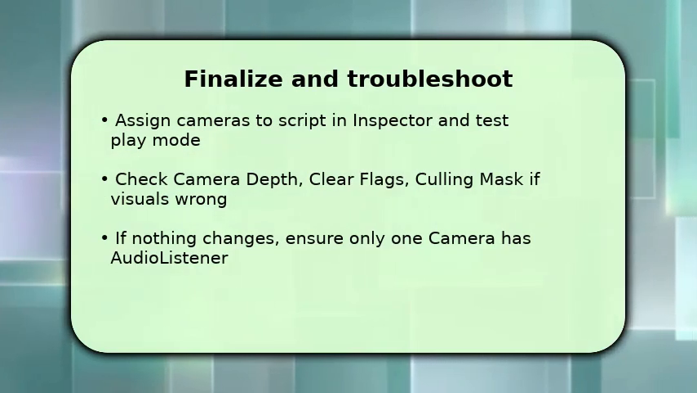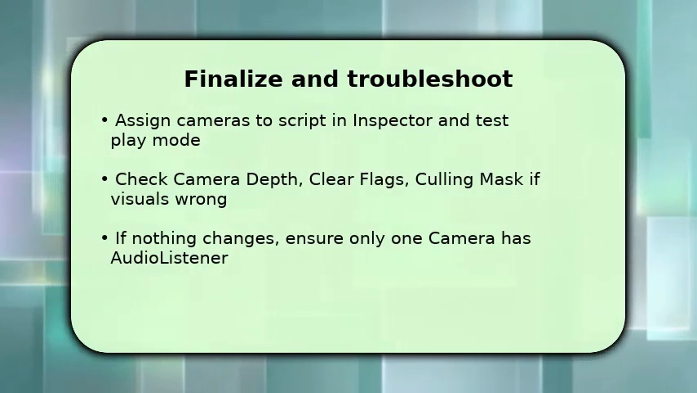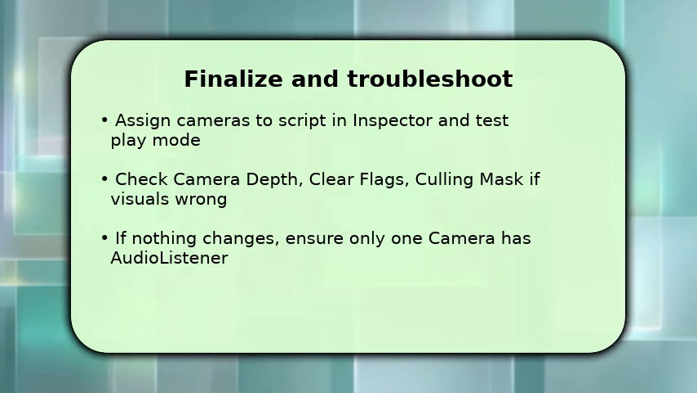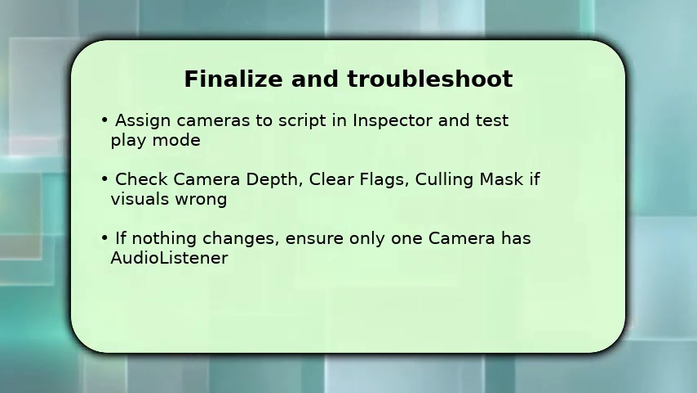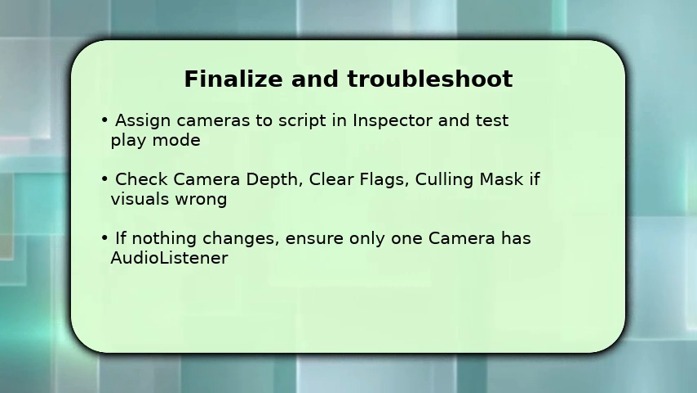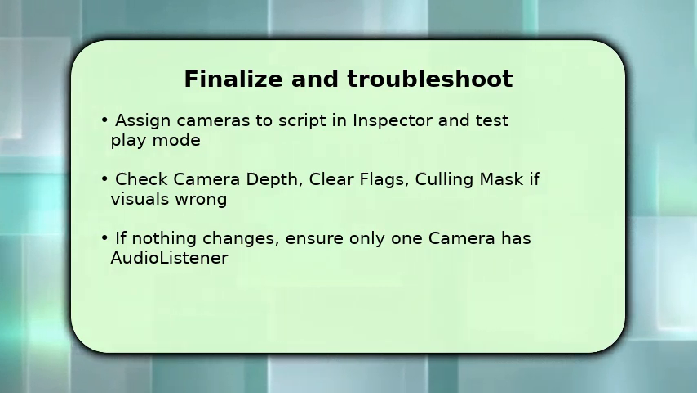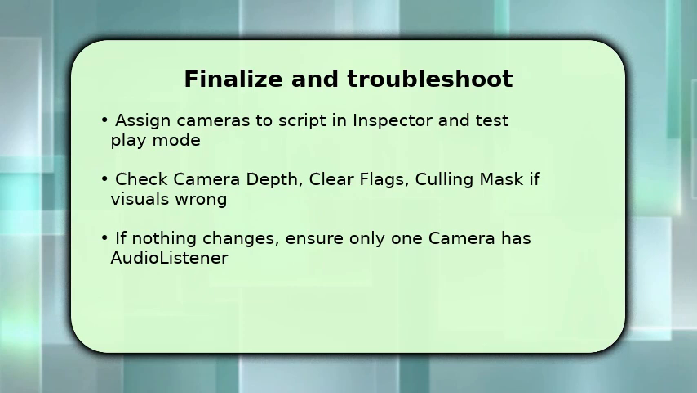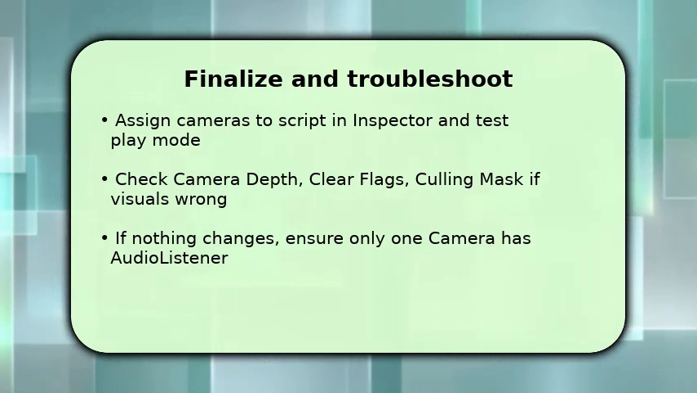Attach camera switcher to camera controller and drag camA and camB into their slots, then enter play mode and trigger the switch. If the view doesn't change, inspect camera depth and clear flags so the intended camera renders on top, and confirm culling masks include the objects you expect.